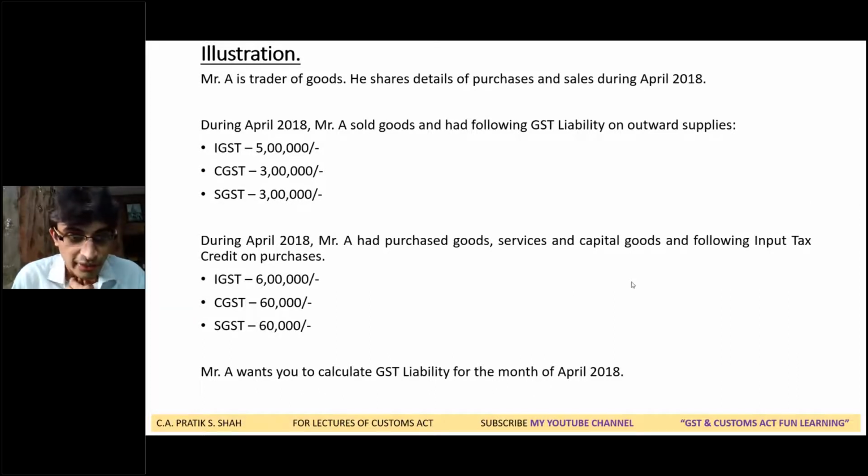IGST liability is 5 lakh. CGST is 3 lakh. SGST is 3 lakh. And during April 18, you have input tax credit: IGST 6 lakh, CGST 60,000, SGST 60,000. First, you have to set off the IGST, meaning the IGST credit should become 0. Come on, try everyone. Many people have already answered correctly. Very good.